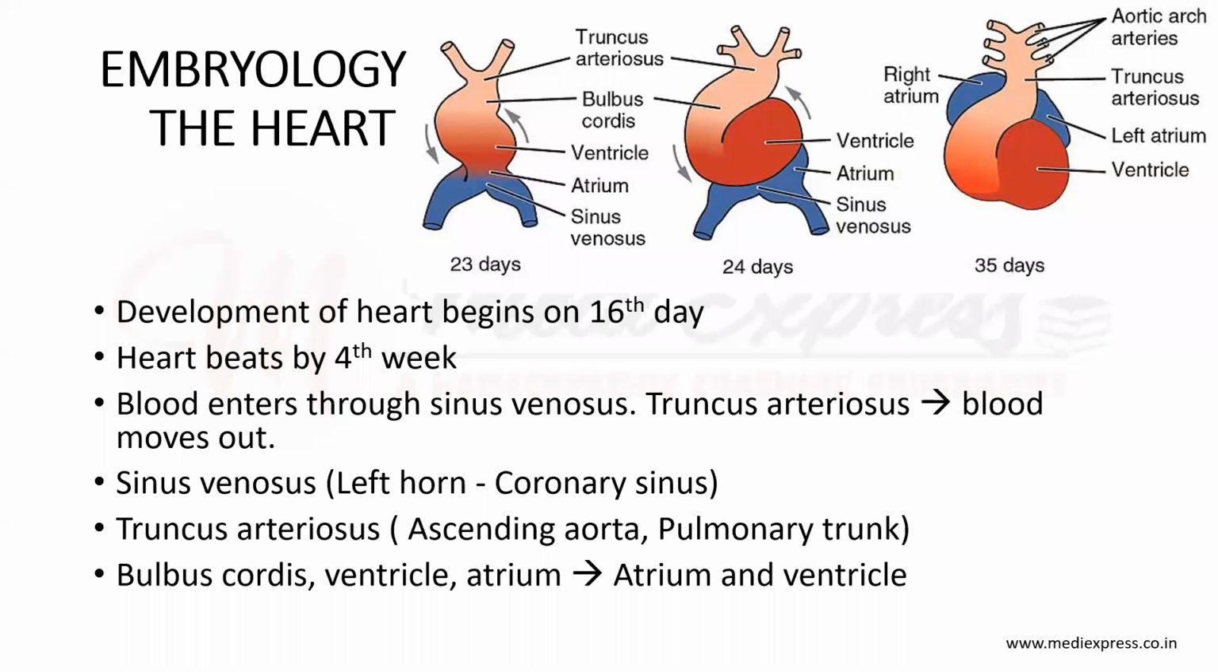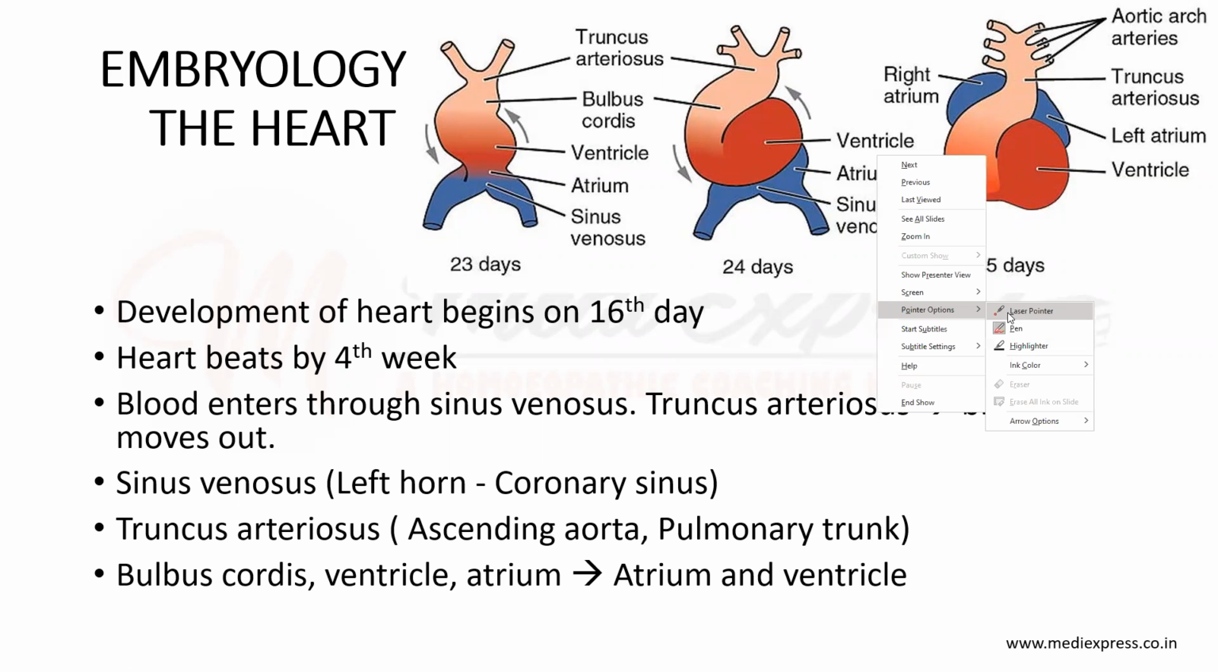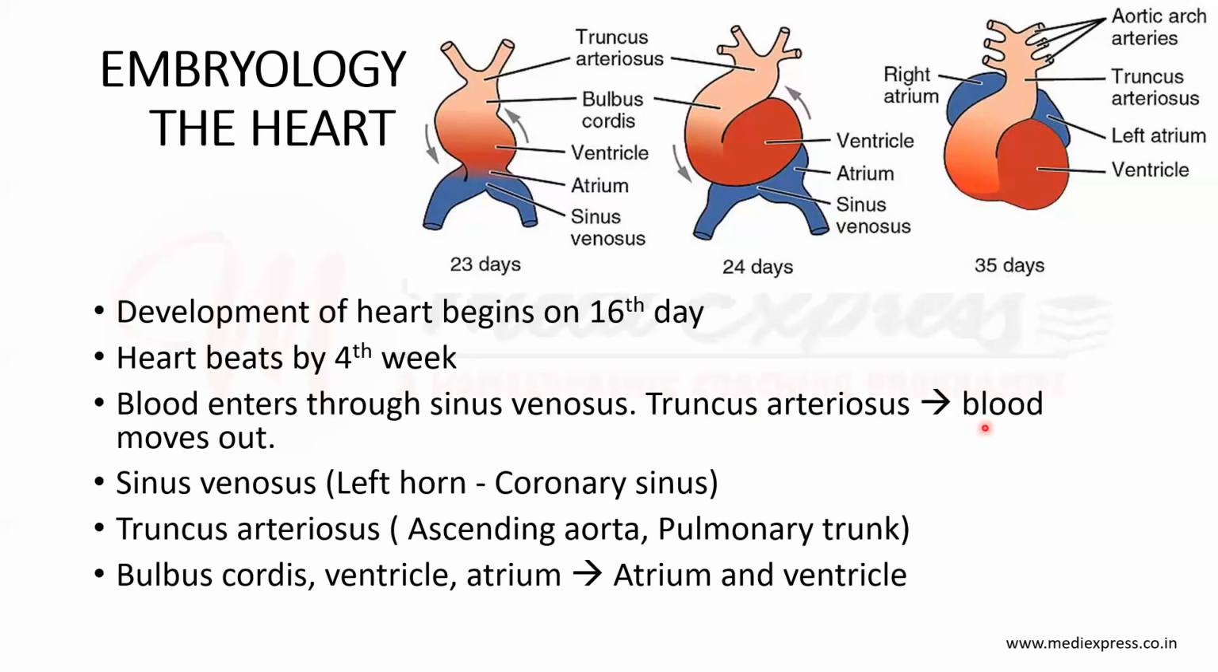Now coming to the information, the blood enters through the sinus venosus, we have already said, and the blood moves out of the truncus arteriosus. We already know where the blood comes in, and that is the sinus venosus. But now we also need to know where the blood goes out, and that is the truncus arteriosus. Blood moves out of it.